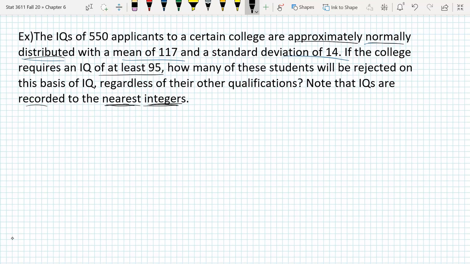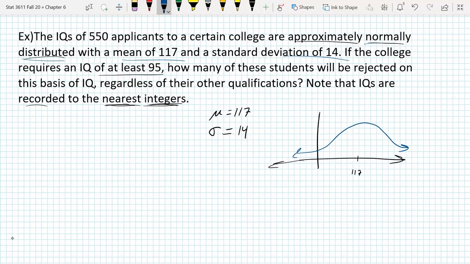We have a mean of 117. So for the IQs of the 550 applicants, we have a mean of 117 and a standard deviation of 14. We're looking for an IQ of at least 95. Let's think about what would be acceptable here. Let me go ahead and draw this: a normal distribution with a mean of 117, so 117 is right here. Just a sketch of our normal curve.